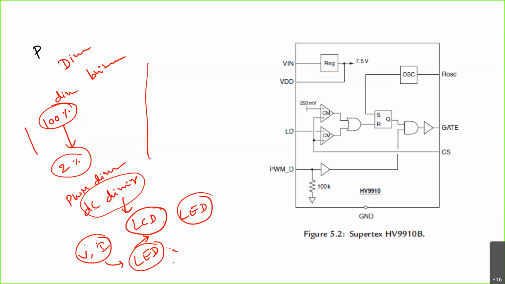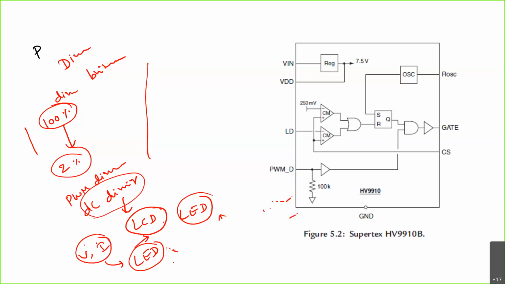In case of this LED, we now use PWM dimming. In case this is, for example, 100%, corresponding to this 100%, this is the pulse they normally give. In case of 50%, the pulse is reduced like this. In case of 25%, the pulse to the display device will be like this.